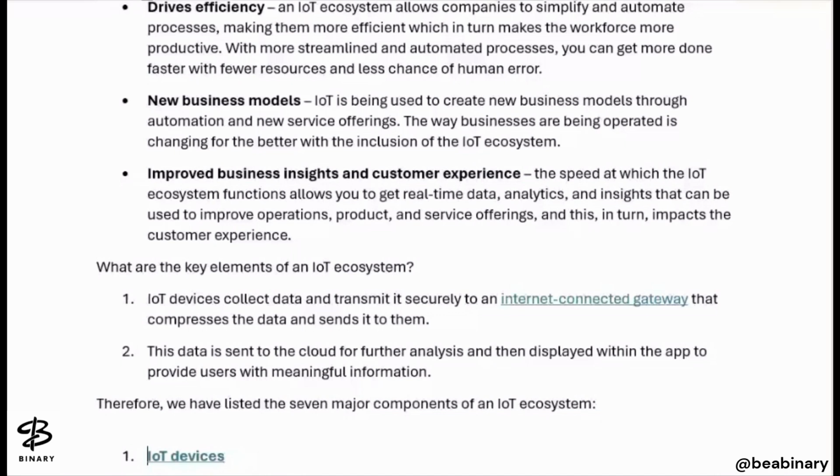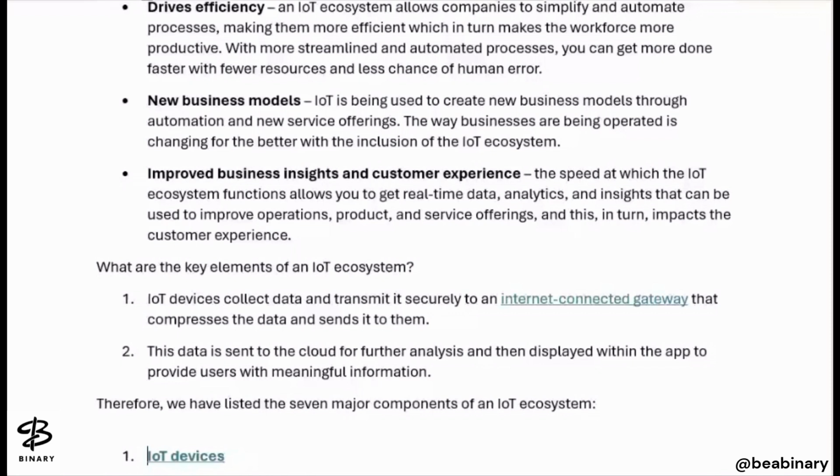So what are the key elements of our IoT system? IoT devices and the data, which is stored on clouds, right? So again, we are talking about IoT devices that collect the data and transmit it securely to an internet-connected gateway that compresses the data and sends it on. So सबसे पहले तो connectivity आ गया.